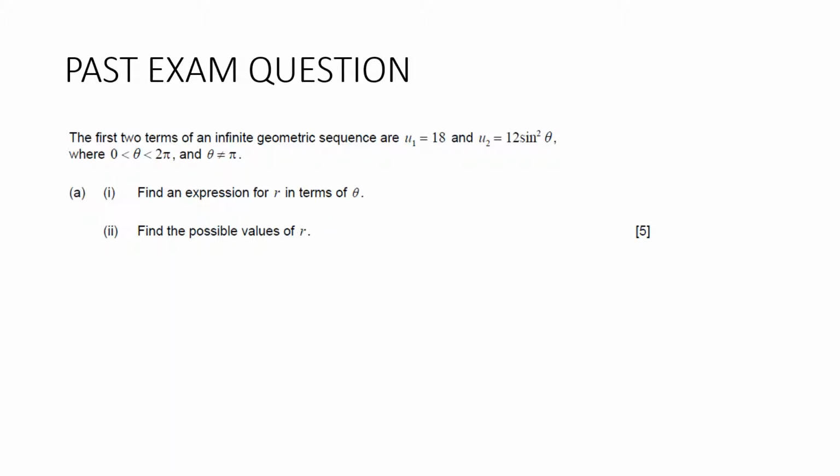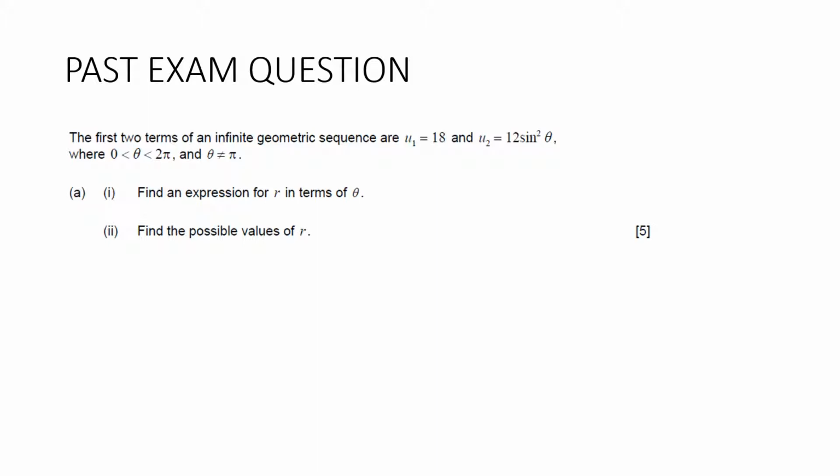Let's finish off with a past exam question. This comes from the 2018 paper. It's a paper 1 question, so it's non-calculator. And I'm only going to do parts A and B because C involves calculus. First two terms of an infinite geometric sequence are u1 equals 18 and u2 equals 12 sine squared theta. And theta lies between 0 and 2 pi but doesn't include 0 and 2 pi. And theta is not equal to pi. A, part 1, find an expression for r in terms of theta.